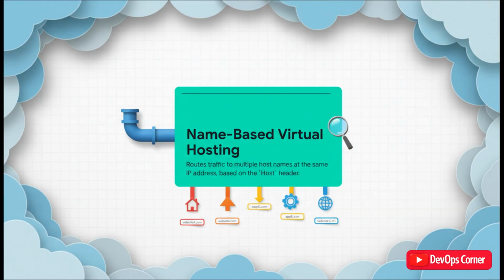Okay, next up is name-based virtual hosting. So if fan-out was about one domain and many paths, this flips the script. This is all about handling multiple domain names on the same IP address. It's perfect if you want to host, say, your company website and your blog on the same cluster.